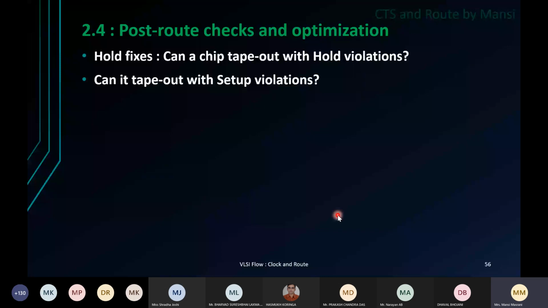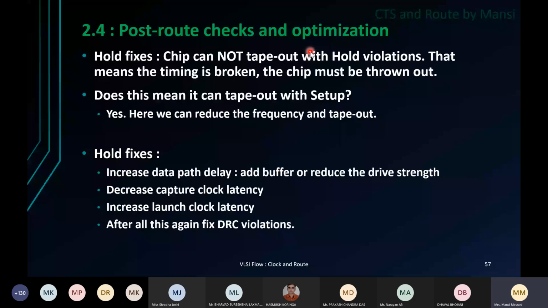If a few of the chips are not working at 1.5 gigahertz, which they were meant to, then you put them aside, you test them out, and you see that it's at least working at 1.2 gigahertz. Then you ship them or sell them saying that these are chips working at 1.2 gigahertz. So you can actually tape out with setup violations. A chip cannot be taped out with hold violations, but a chip can be taped out with setup violations. We will reduce the frequency and sell it saying that it is lower. Now, when we say that a chip cannot tape out with hold violations, we have to fix it.